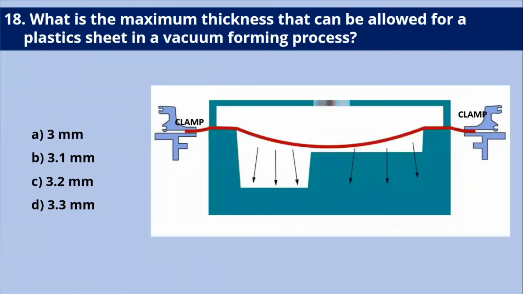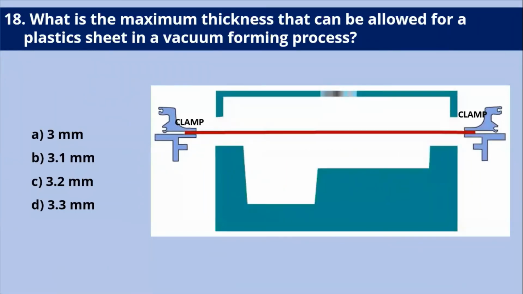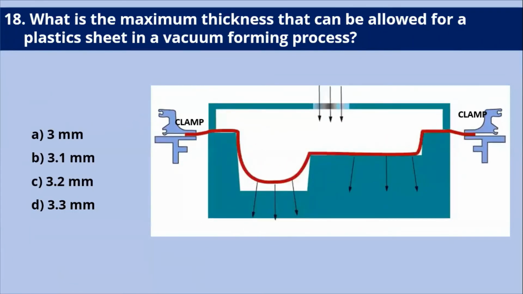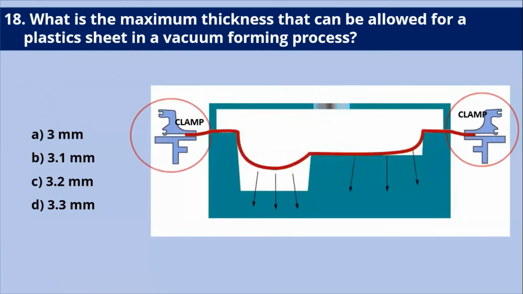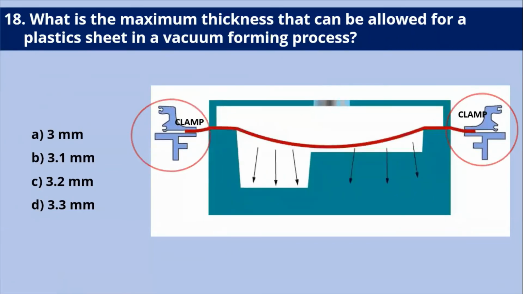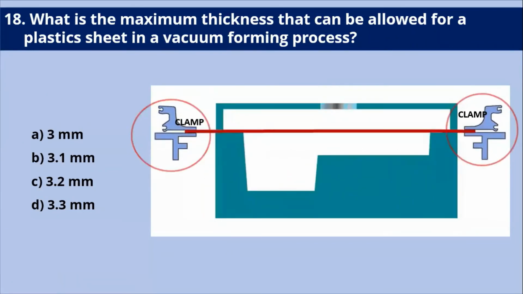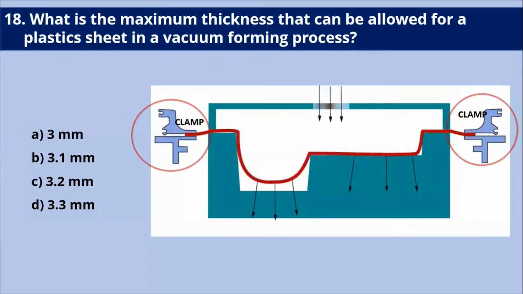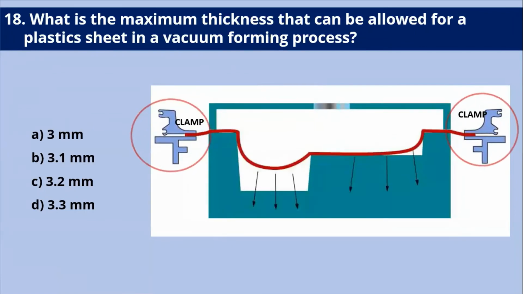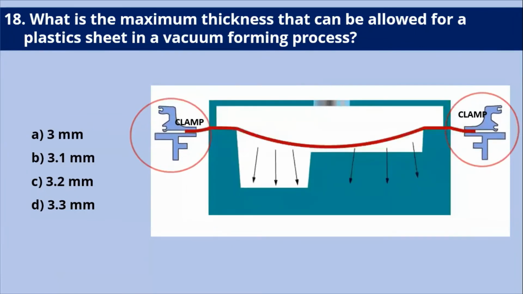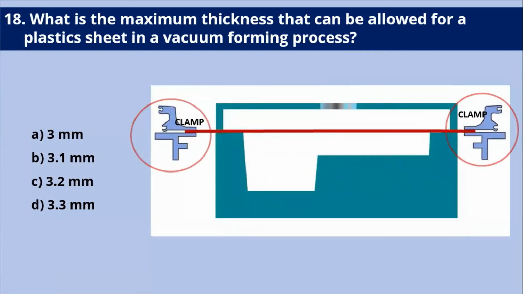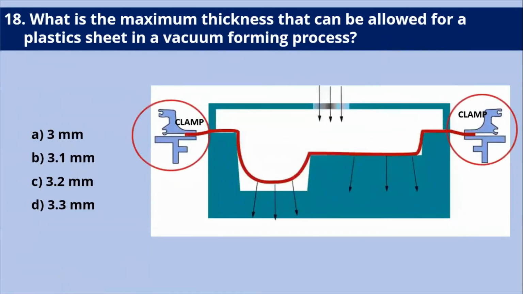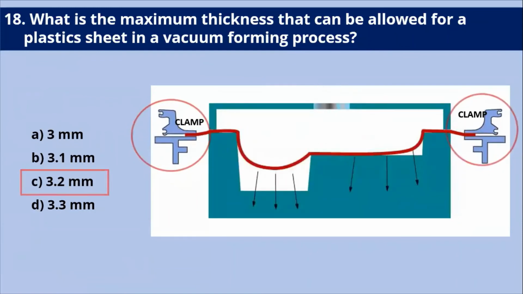What is the maximum thickness that can be allowed for a plastic sheet in a vacuum forming process? Now, vacuum forming is again one of the important processes employed in thermoforming. The maximum thickness of the plastic sheet has to be noted as a clamp is to be fitted around the plastic sheet, and the maximum thickness of this plastic sheet is 3.2 mm.